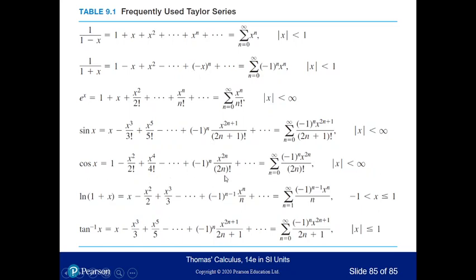Cosine x can be written like this, with infinite radius of convergence. Then ln of 1 plus x can be written like this on a half-open interval like this. Arctangent can be written like this on a closed and bounded interval with radius of convergence 1. That's what we want you to know. In your next class, you'll probably learn more about this.